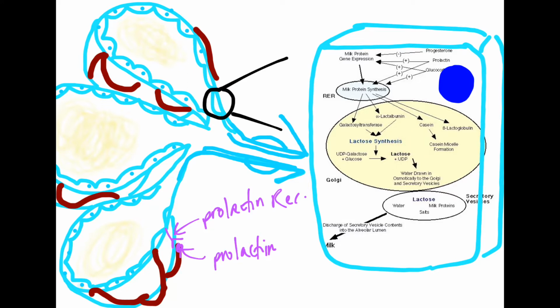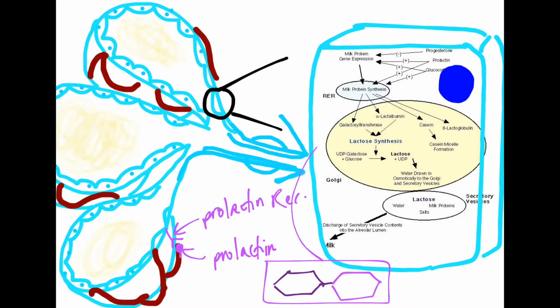So if I were to draw this out for you, this would be our glucose, and here we would have our galactose. Okay, so the enzyme that forms lactose, one glucose and one galactose combined, is called lactosyl transferase, and this is what prolactin induces.